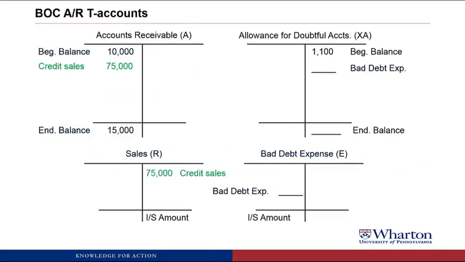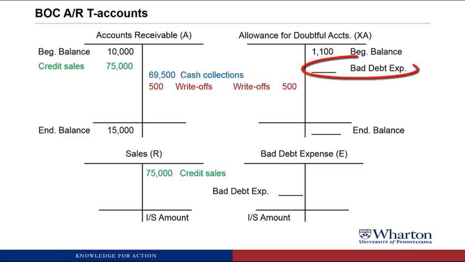So let's do an example where we implement both methods. So we're going to look at our old example company, BOC. And we're going to assume that during the period they had credit sales of $75,000. So that went into accounts receivable and into sales revenue. We'll assume that they collected cash on those receivables of $69,500. The debit here is to a cash T account, which is not on the screen. And we'll assume that write-offs were $500 during the period. And so now that we have all this stuff filled in, the only thing that's missing is the bad debt expense and the ending balance in allowance for doubtful accounts. We'll calculate one and plug the other.